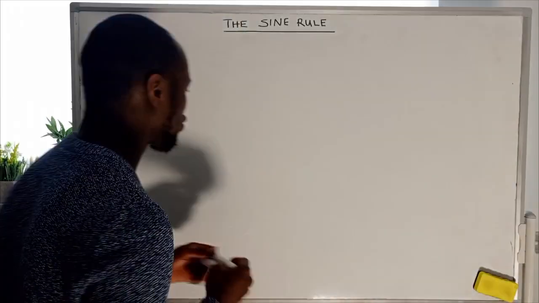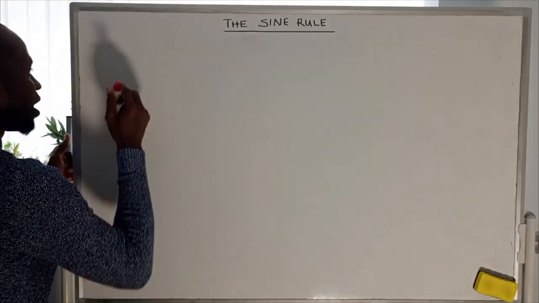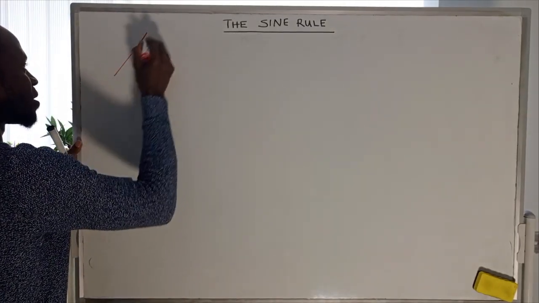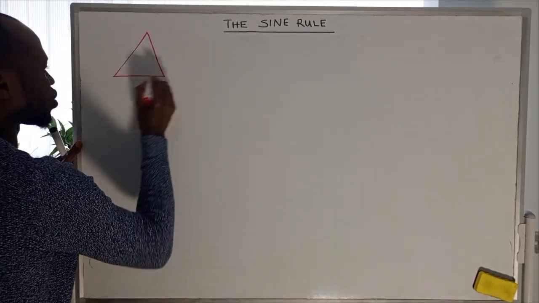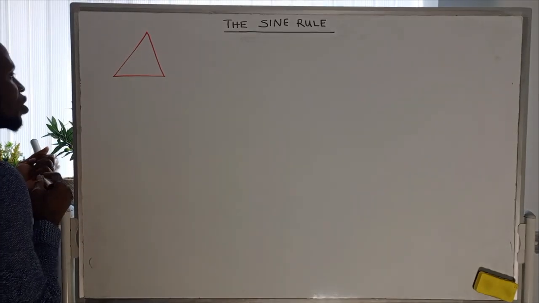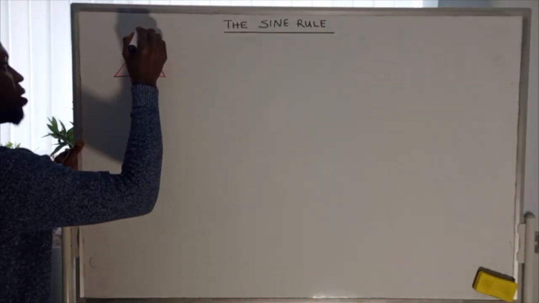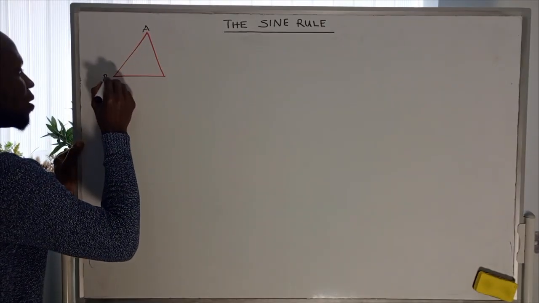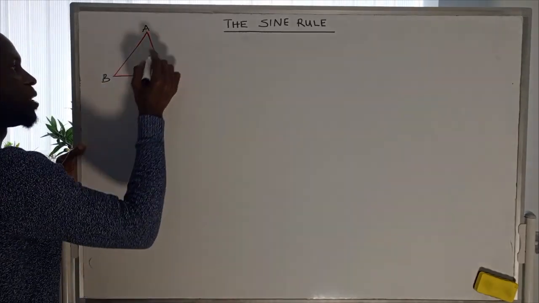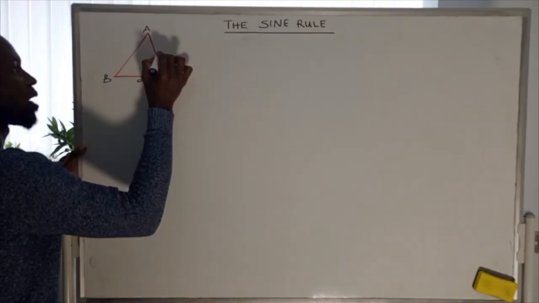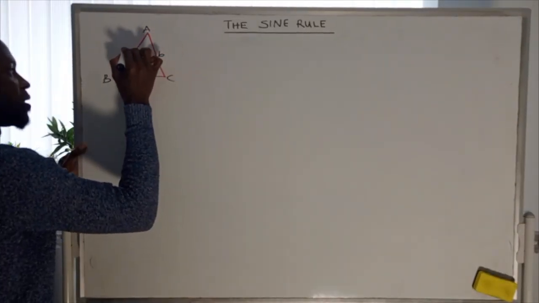Today our topic will be on sine rule. Assuming you have a triangle like this, let me name the triangle as triangle A, B, and C. Automatically, this side will be side A, this side will be side B, this side will be side C.